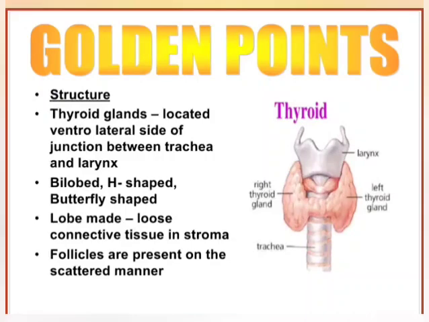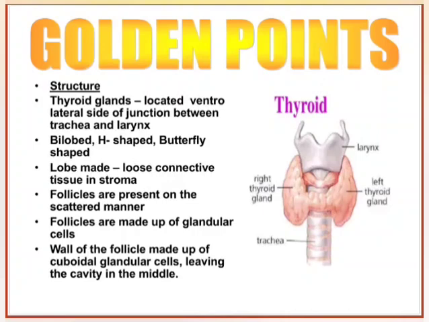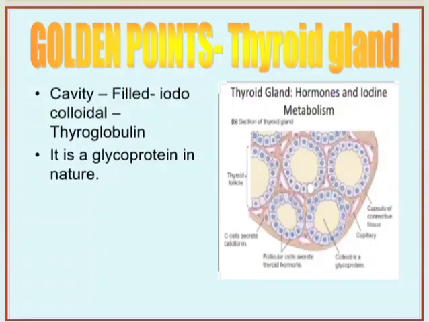Each lobe of the thyroid gland is made up of connective tissue. On the connective tissue, stromal tissue is also present. Follicle cells are also present on the connective tissue in a scattered manner. The wall of the follicles is made up of cuboidal glandular cells. These cuboidal glandular cells in each follicle leave a small cavity in the middle, which is called the follicular cavity.